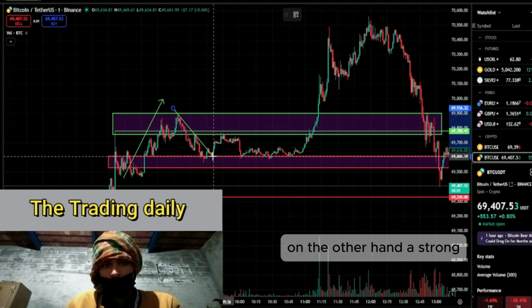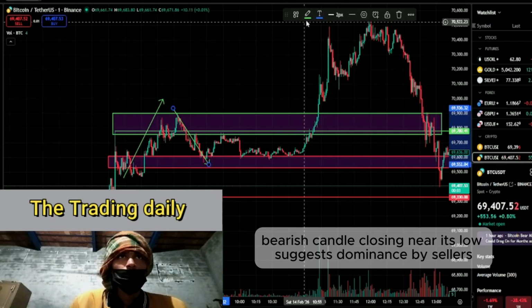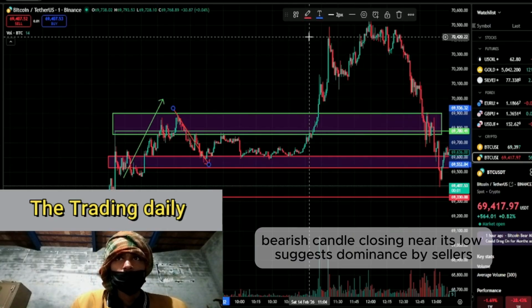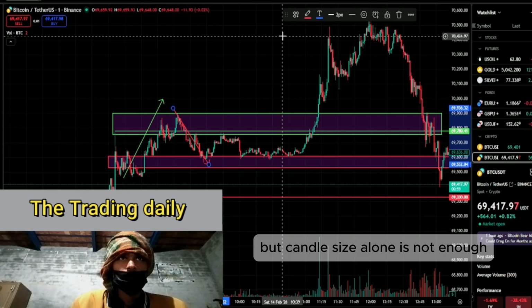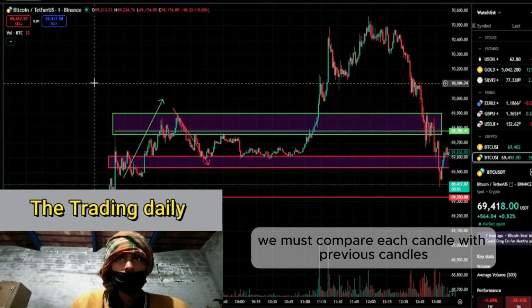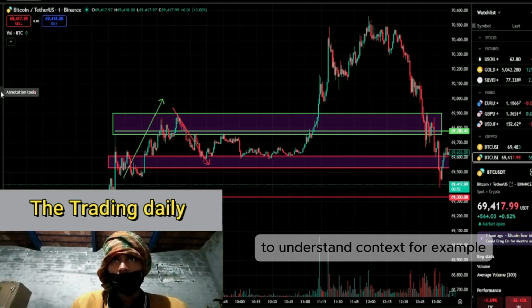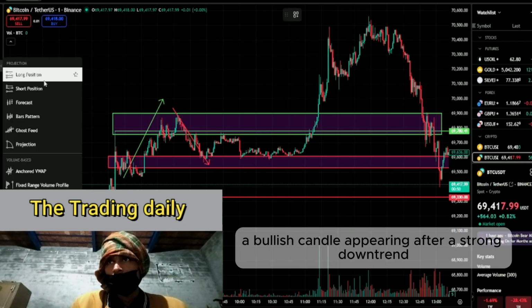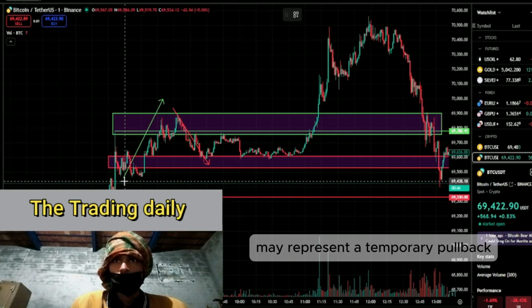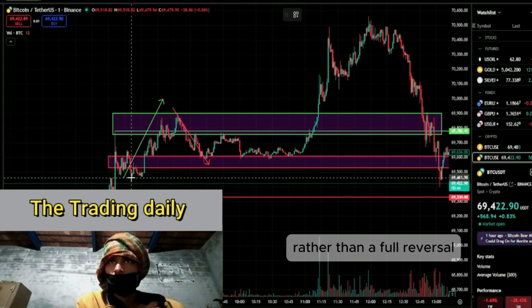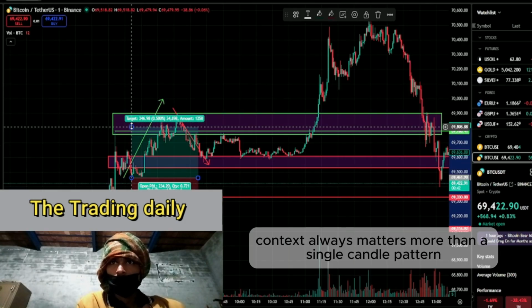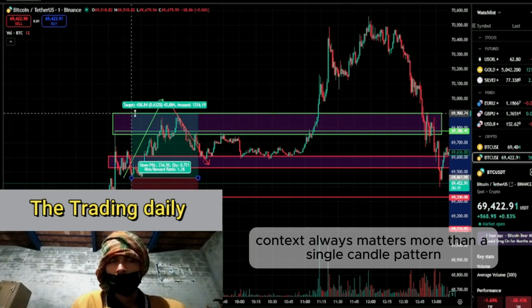On the other hand, a strong bearish candle closing near its low suggests dominance by sellers, but candle size alone is not enough. We must compare each candle with previous candles to understand context. For example, a bullish candle appearing after a strong downtrend may represent a temporary pullback rather than a full reversal. Context always matters more than a single candle pattern.